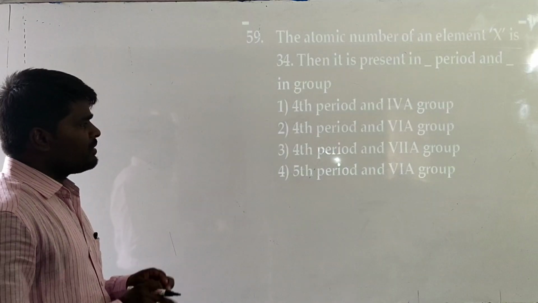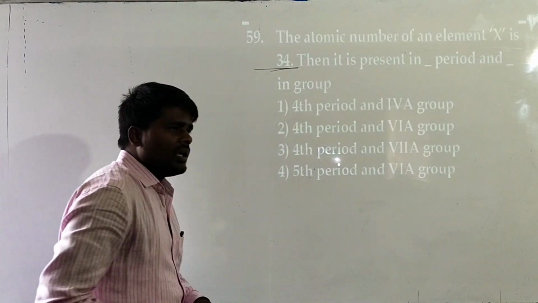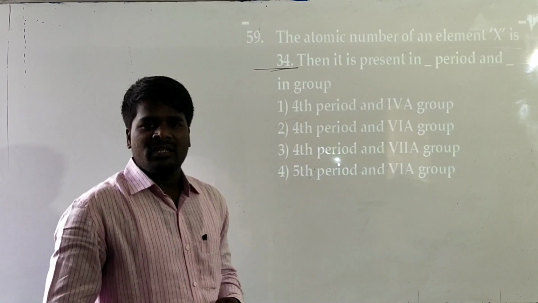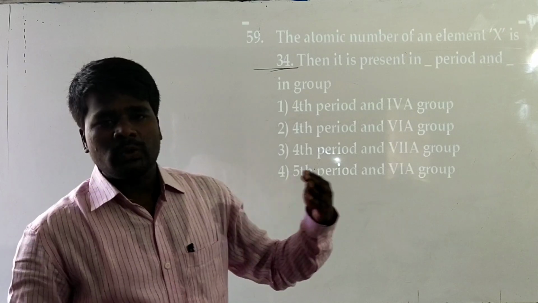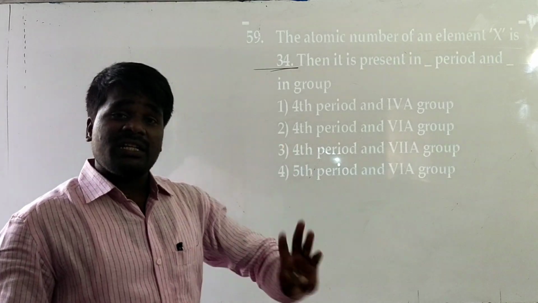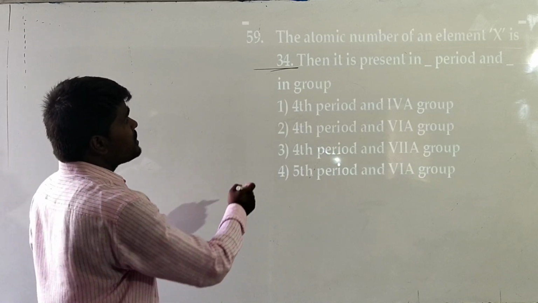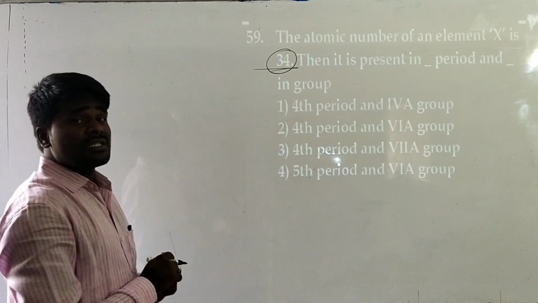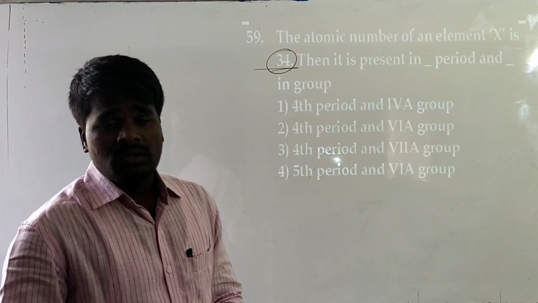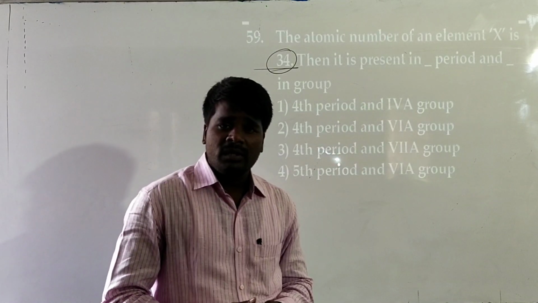When the atomic number is given, what do you have to do? First of all, you have to see the atomic number. How much is given? 34 is given. If your atomic number falls between 58 to 71, that comes under lanthanides. If it falls between 90 to 103, that comes under actinides. And apart from that, if any other atomic number is given, you have to see what is its next nearest noble element. For that, I told you to remember the table that I gave. The atomic numbers of noble gas elements and their corresponding period numbers you have to remember.